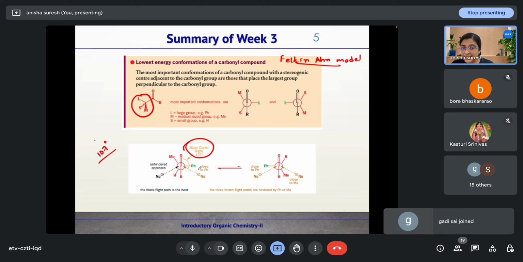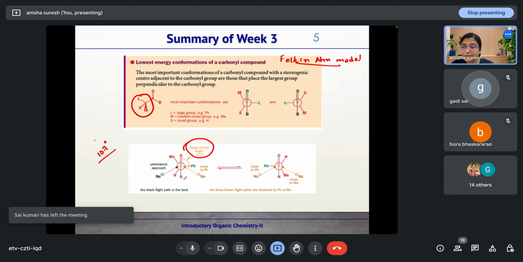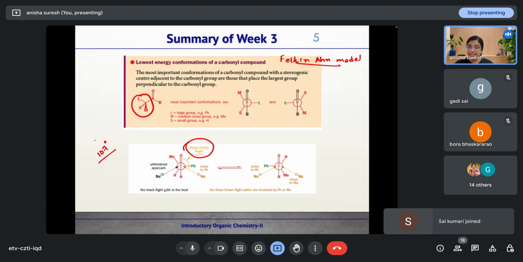The nucleophile can attack from this side, this side, this side, or this side. So the least hindered path will be the most favorable path. The least hindered approach will be when the nucleophile attacks from this side, where the hydrogen, which is the less hindered group, is present.